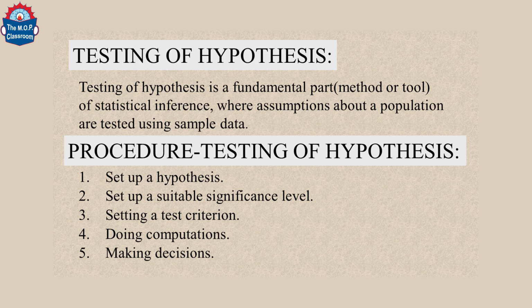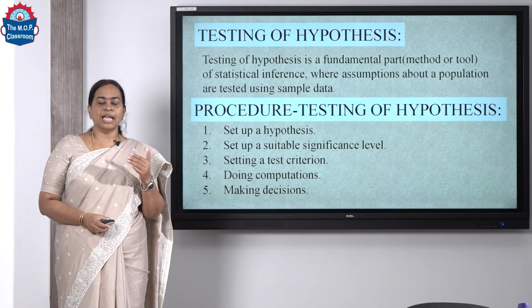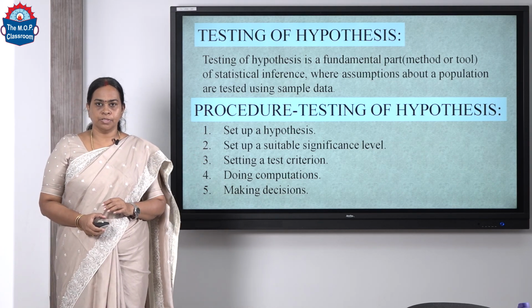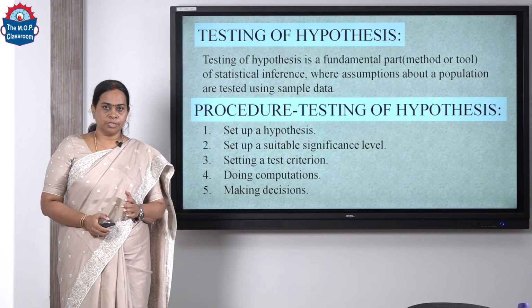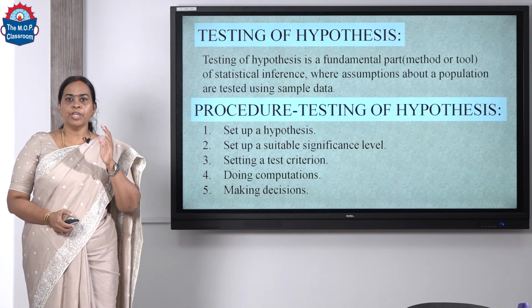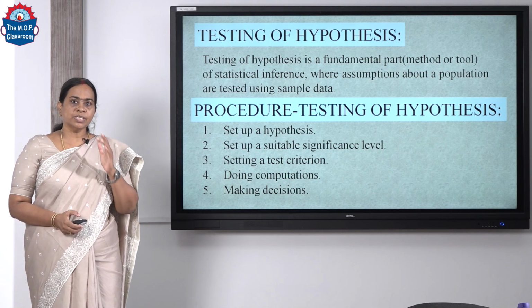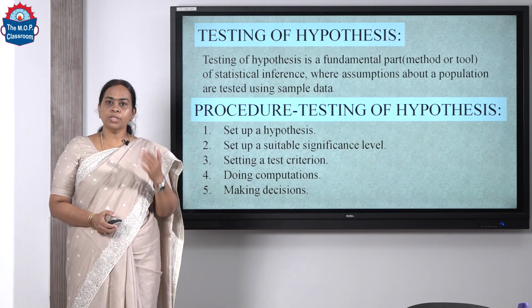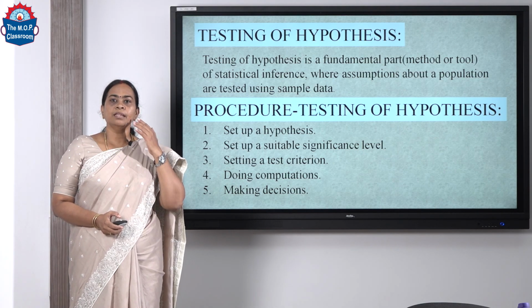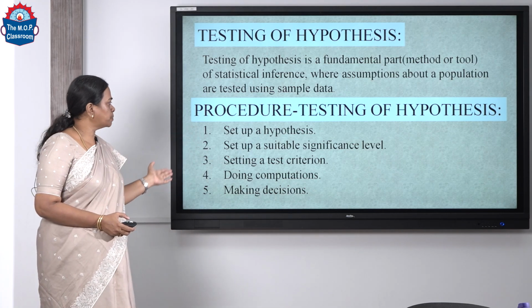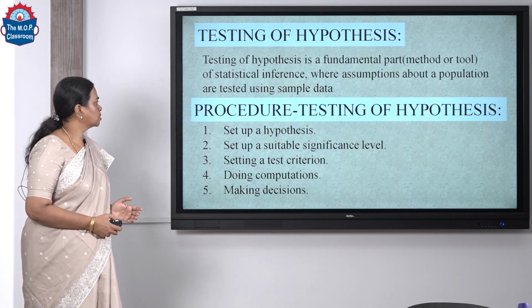Testing of hypothesis. This is the tool or the method to get the statistical inference. Then we will see the procedures of testing of hypothesis. First you have to set up the hypothesis, then you have to set up the level of significance. Depending upon the sample size, you have to decide which statistic you are going to employ, then do the computation, then compare it with the table value to reach the conclusion. So these are the steps to do testing of hypothesis.